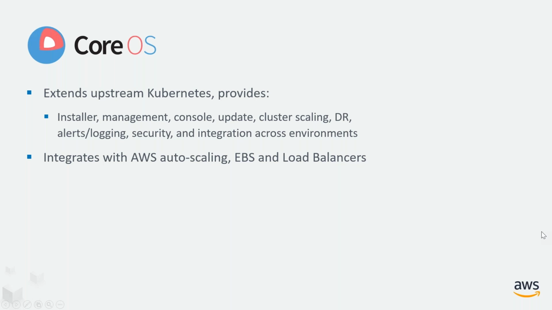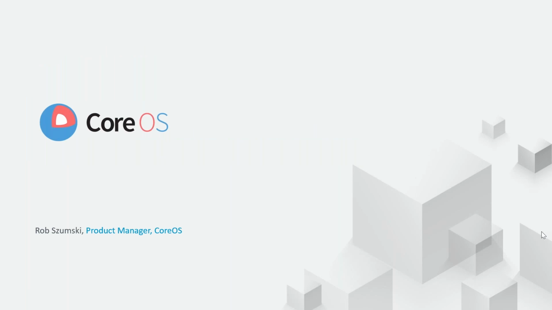And so the partner that we're going to talk about today lands in that foundation space, CoreOS. CoreOS extends the upstream Kubernetes open source project to make it a little bit more approachable for enterprise organizations to adopt into their environments and run an open source project in a supported manner. It integrates with a lot of our AWS constructs, things like auto-scaling, elastic block storage, and load balancers to provide that additional functionality into your container workloads.